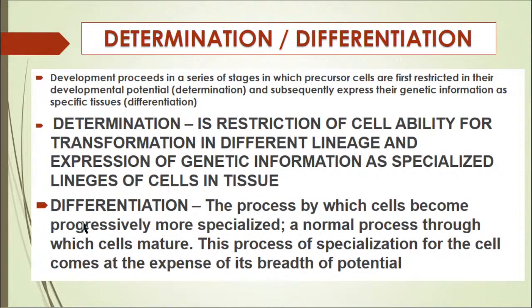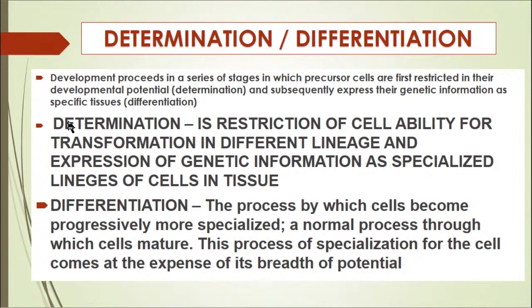Differentiation, the process by which cells become progressively more specialized, and a normal process through which cells mature. This process of specialization for the cells comes at the expense of its breadth of potential.